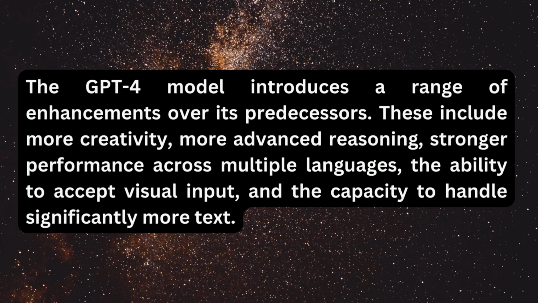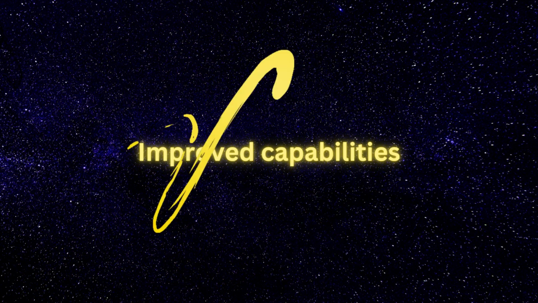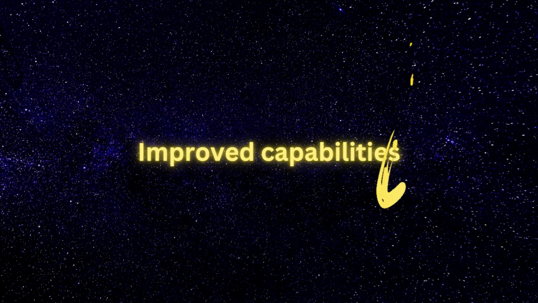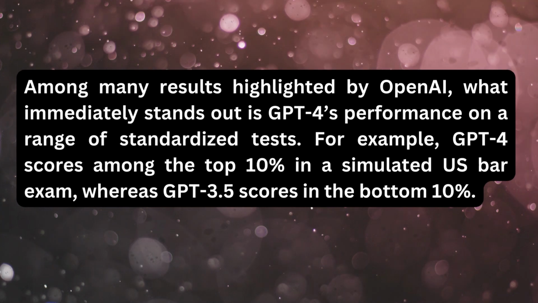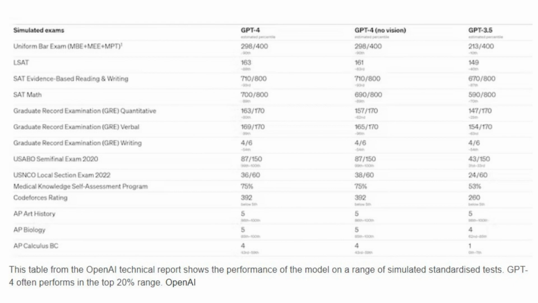Improved capabilities. Among many results highlighted by OpenAI, what immediately stands out is GPT-4's performance on a range of standardized tests. For example, GPT-4 scores among the top 10% in a simulated US bar exam, whereas GPT-3.5 scores in the bottom 10%. This table shows the performance of the model on the range of simulated standardized tests. GPT-4 also outperforms GPT-3.5 on a range of writing, reasoning, and coding tasks.